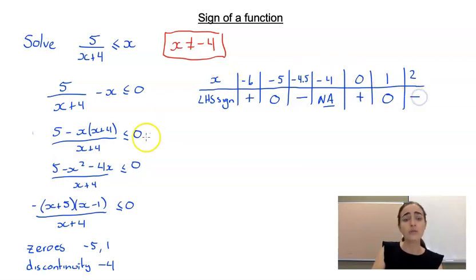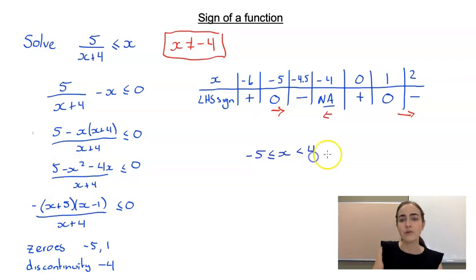So if we're looking to find when that function is less than or equal to 0, we're looking at when it's negative. So for us, it's going to be between that -5 and the -4, where it's negative in here. And then it's also going to be above that 1 there. So our final answer is that -5 is less than or equal to x, less than but not equal to -4, or x is greater than or equal to 1, just like we got in our first example where we sketched it. So there are two different methods for solving the same problem.